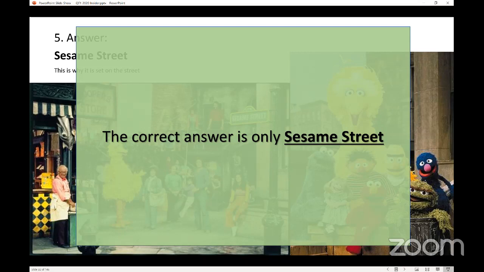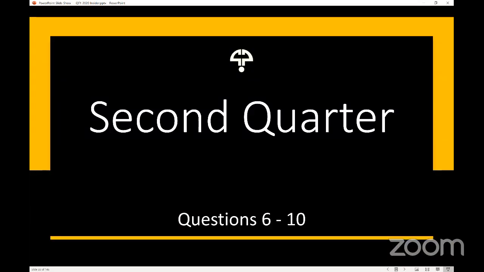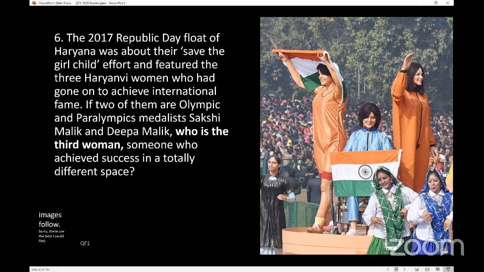Right, so this is the end of the first quarter. Let's move to the second quarter. Some questions right now. The 2017 Republic Day float of Haryana was about their Save the Girl Child effort and featured three Haryanvi women who had gone on to achieve international fame. Two of those are Olympic and Paralympic medalists from 2016, Sakshi Malik and Deepa Malik. Who's the third woman who's a poster child of the Save the Girl Child campaign in Haryana? Someone who achieved success in a totally different space.